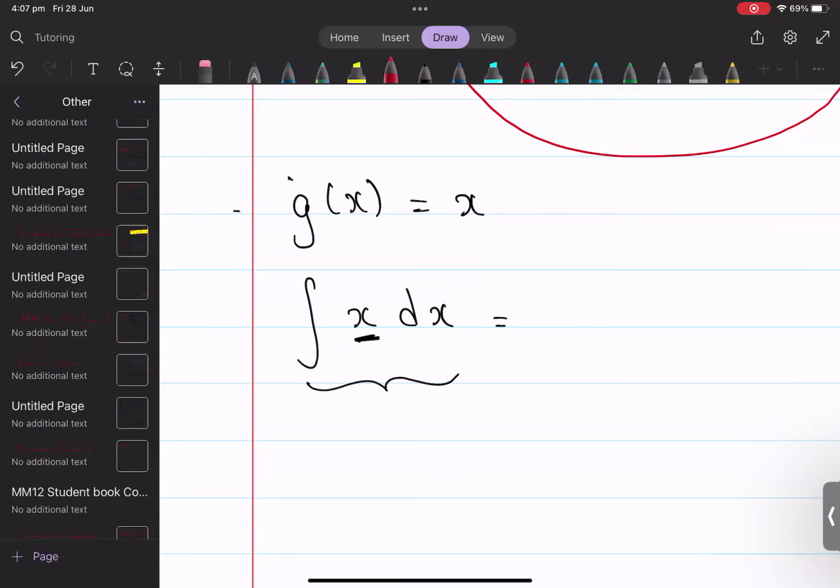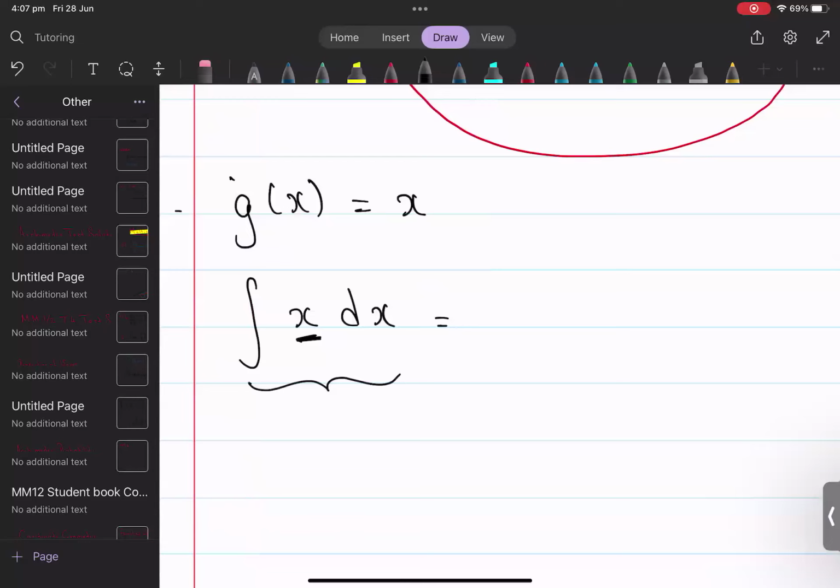So what you need to do here is to note that f of g of x equals x is a straight line graph. When we take the derivative of a quadratic function, so something of the form x squared, we end up with linear. The derivative of a quadratic function is a linear function.